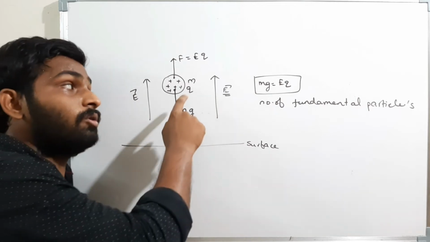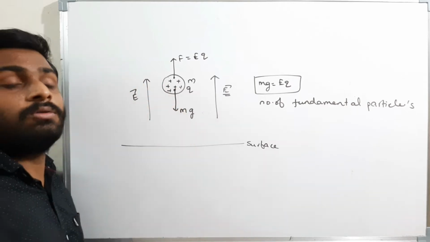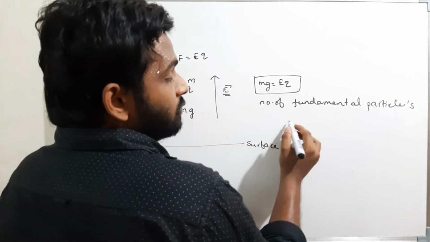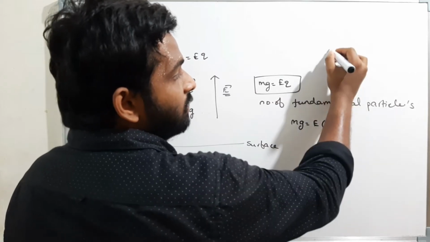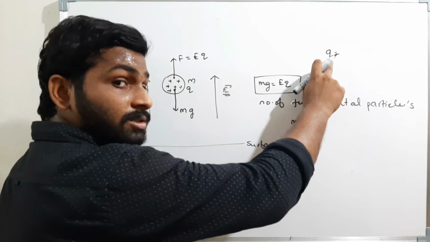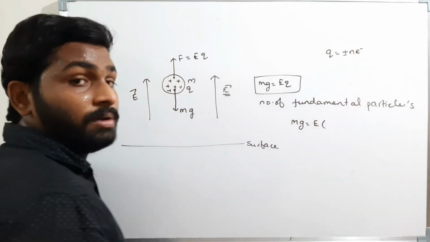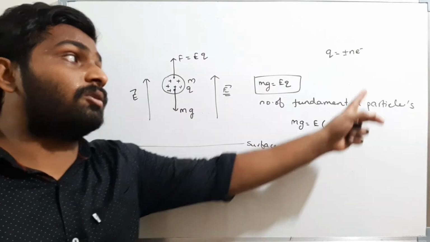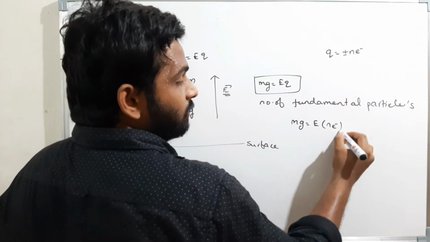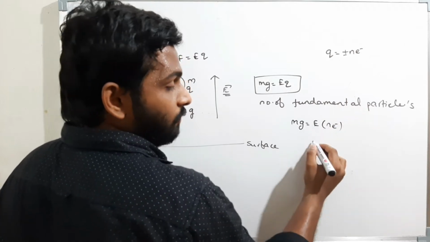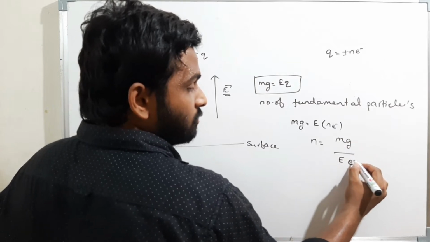Therefore, they told us to find the number of electrons removed from the body. Now, how can I do this? Here, m into g is equal to E into q. Charge is always quantized, meaning it must always be an integral multiple of the electron's charge, the fundamental basic quantity of charge. Therefore, instead of q, I write n into e. What is n? n is the number of fundamental particles. Therefore, n is equal to m into g by E into small e.